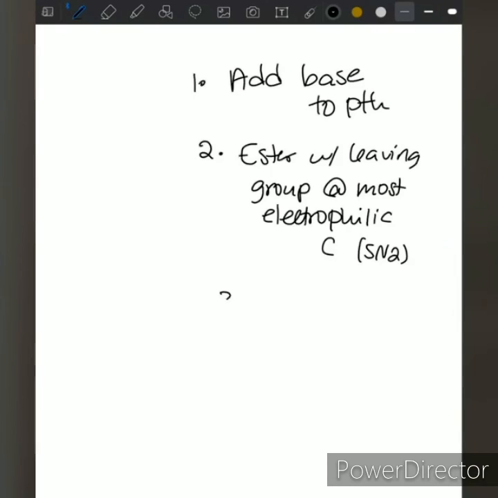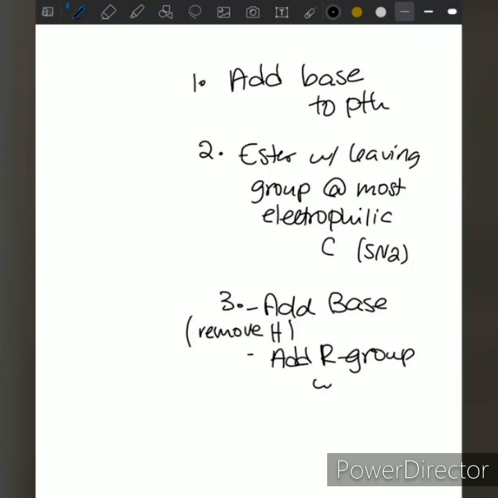And then next, we're going to add a base again, a small base this time, and I mean, they're both small bases. And this time I'm going to write remove the hydrogen from the ester that we've made. And then we're going to add the R group. I could put this in the same step, and I probably should. So add base and then also add R group with a good leaving group. That way you have a substitution reaction.